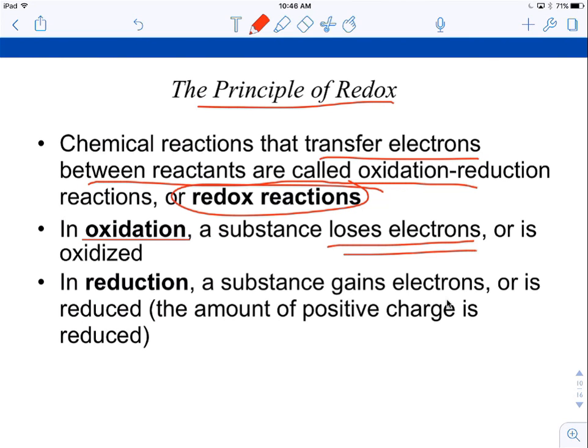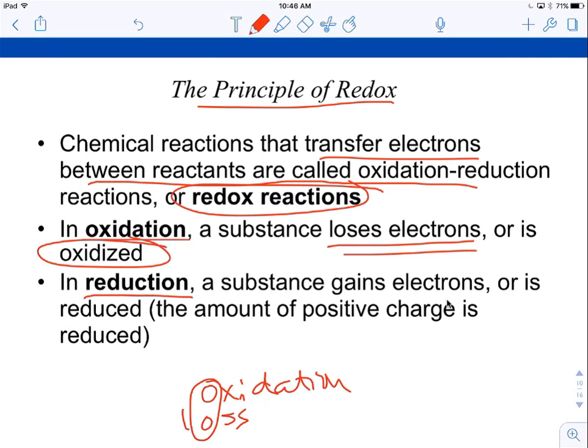So I always learned it, oxidation is a loss of electrons, and they both have the letter O in it, oxidation and loss. And in this process, it becomes oxidized, okay? In the reduction half, the substance gains electrons or is reduced, okay? And the amount of positive charge is reduced. So think of it that way.